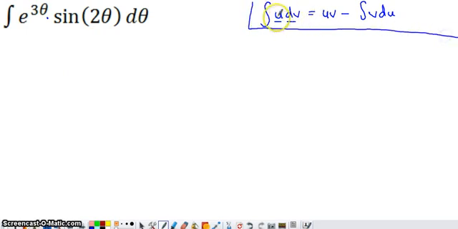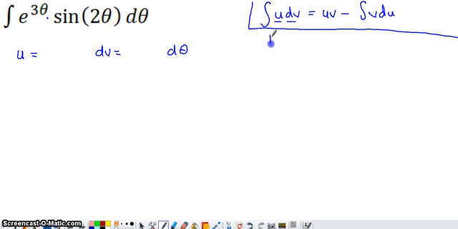Our job is to assign u, assign dv, produce v, produce du, and then try to construct this right hand side of the equation. So I'm going to let u equal something, I'm going to let dv equal something. Whatever I put in for dv has to also include the d theta, the differential here.